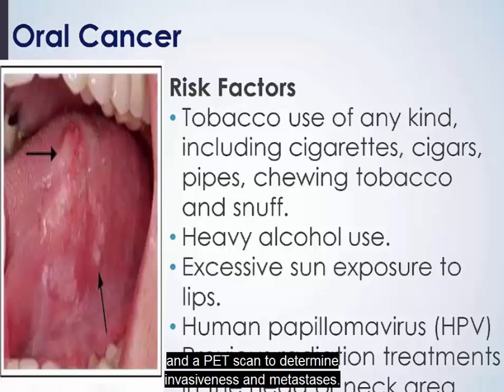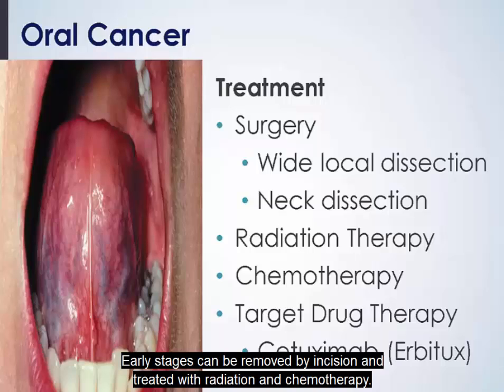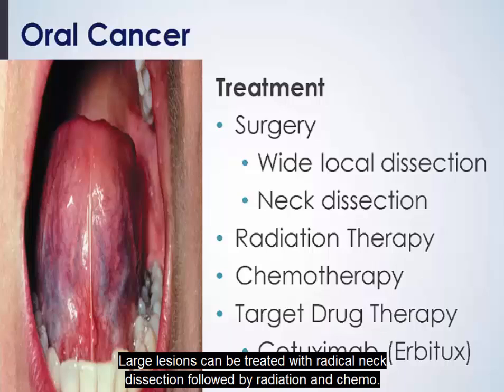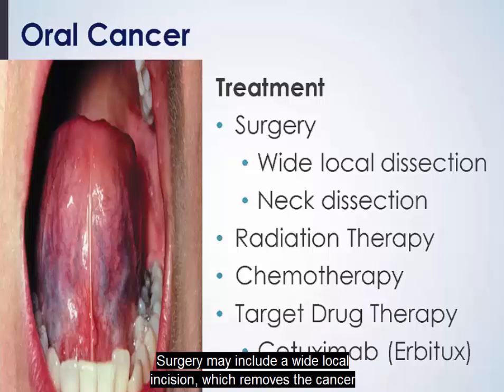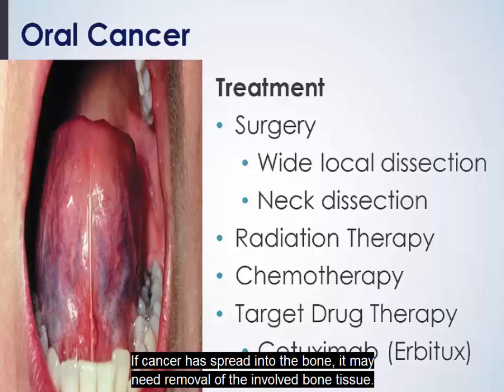invasiveness and metastases. Surgery is a common treatment for all stages of lip and oral cavity cancer. Early stages can be removed by incision and treated with radiation and chemotherapy. Large lesions can be treated with radical neck dissection followed by radiation and chemo. Surgery may include a wide local incision, which removes the cancer and some healthy tissue around it. If cancer has spread into the bone, it may need removal of the involved bone tissue.